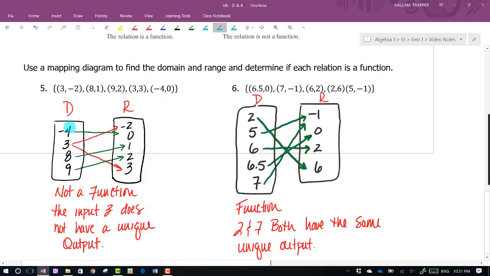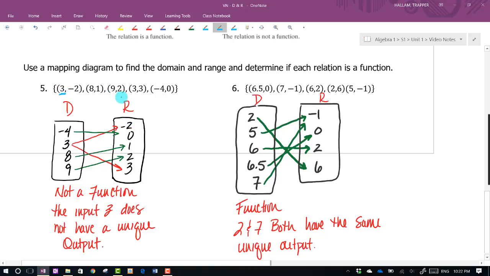And again, you're just listing your domains in order from smallest to greatest. You do the same thing to the ranges, but now when you do the mapping, I'm going to say that -4 goes to 0, so I would draw a line from -4 to 0. And 3 goes to -2, so I draw a line from 3 to -2, and 8 goes to 1, so I draw a line from 8 to 1. What this is supposed to show you is that if you get 1, like these red lines here, that 3 goes to 2 different locations, then it's not a function.